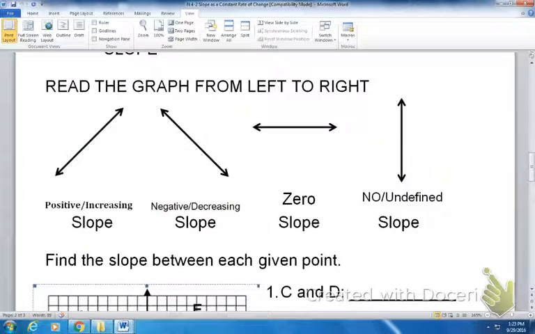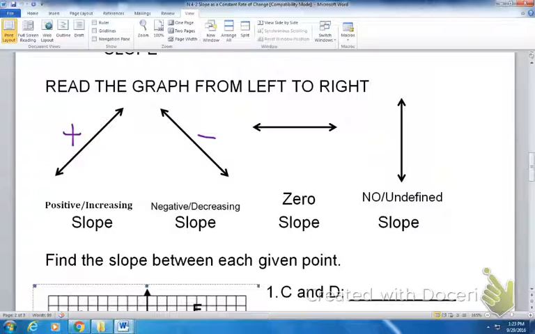So let's look at these little diagrams here. This is basically telling us if something's positive, negative, has a zero slope, or undefined. If we're moving up and to the right, we've talked about that before. When we did graphs, up and to the right meant things were increasing. That means we have a positive slope. So you don't have to worry about counting positives or negatives when you rise over run. Just know if it's up and to the right, it's a positive slope. Down and to the right is a negative slope. Remember, that was when things were decreasing.